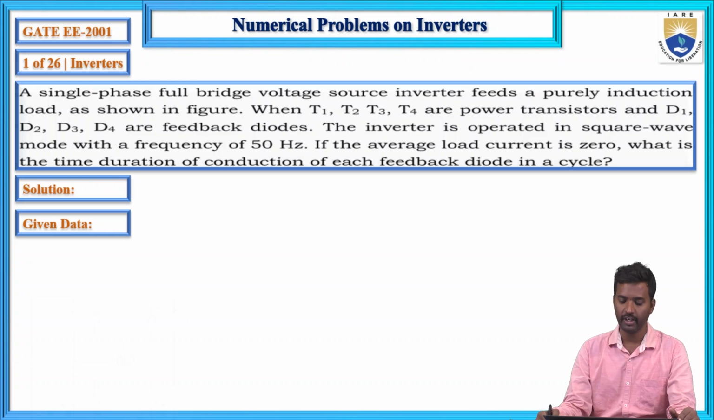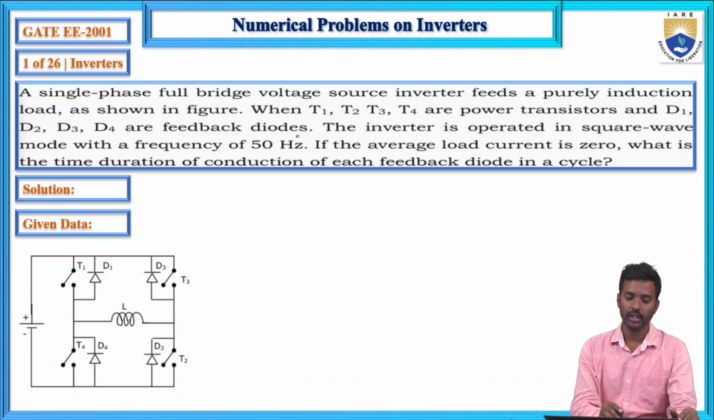As shown in the figure, T1, T2, T3 and T4 are power transistors, and D1, D2, D3 and D4 are feedback diodes. The inverter is operated in a square wave mode with a frequency of 50 Hz, and the average load current is 0. What is the time duration for conduction of each feedback diode in a cycle?